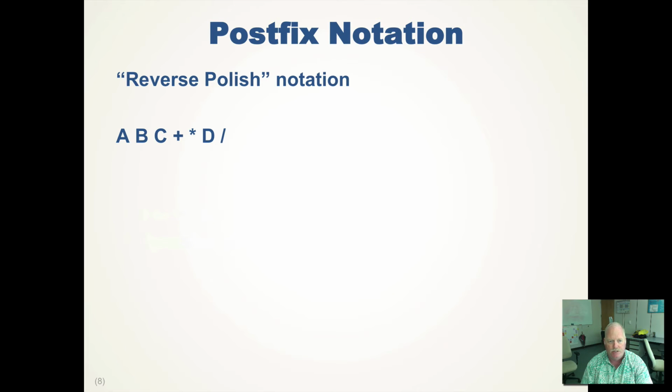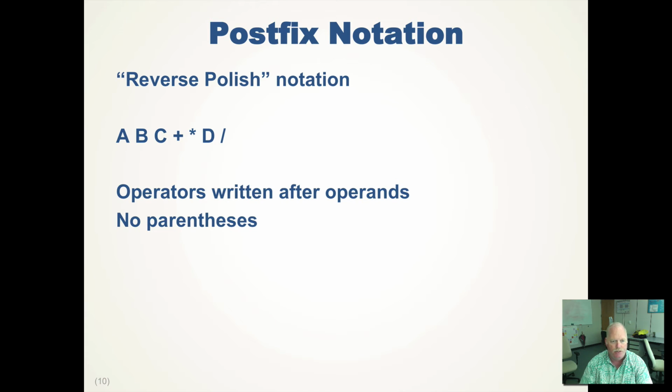Now, postfix notation, which is often called reverse Polish notation, the operators come after the operands, and we don't need any parentheses because you do the operations as they appear. So we have a, b, c, plus. When we see the plus, we can take the previous two operands and apply the operator. So it would be b plus c.